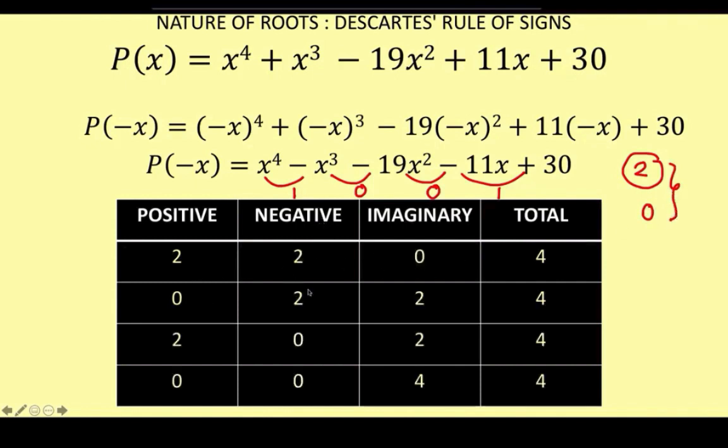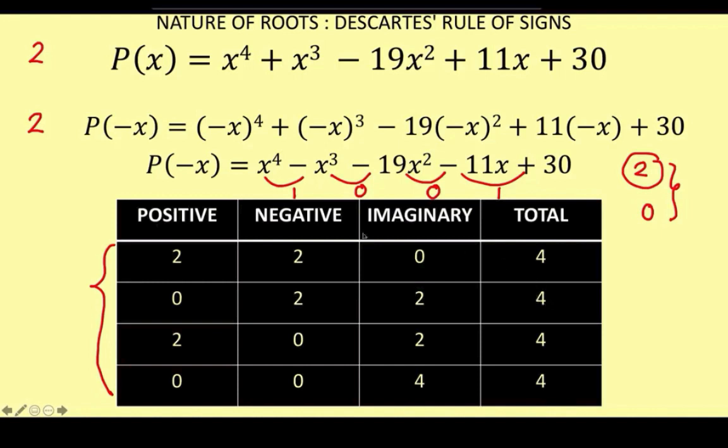This table now shows the combinations of positive, negative, and imaginary roots, based on the fact that we can have a maximum of 2 positive real roots and a maximum of 2 negative real roots. We come up with these 4 possible combinations. Either you have 2 positive, 2 negative, and 0 imaginary. The total is 4 roots. The positive roots could be 0. That means the rest are negative and imaginary. An imaginary root count must always be an even number. If there are 2 positive and 0 negative, there must be 2 imaginary roots. If there is no positive real root and no negative real root, then all the roots must be imaginary.